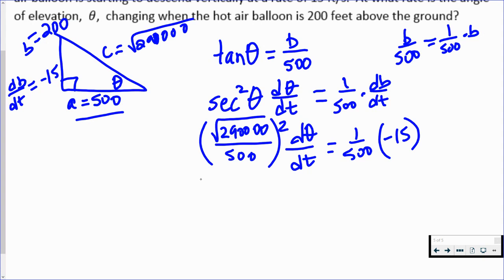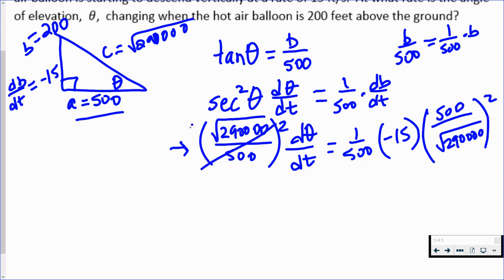Think about trying to simplify this down. If you want to get rid of what's on the left side, we flip and multiply by 500 over the square root of 290,000, squared, to get rid of that. So our d theta/dt would end up being negative 0.026.